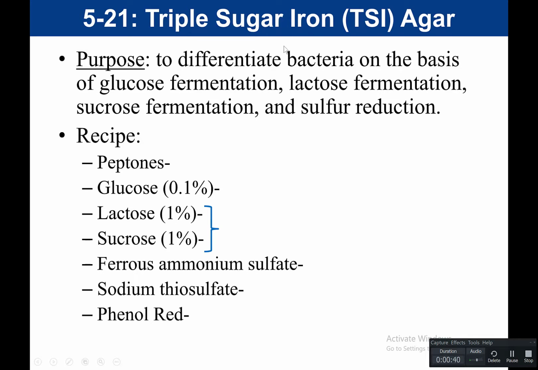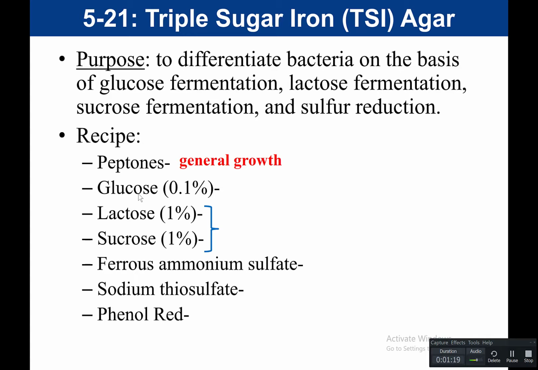If we look at what is in the media, the first ingredient is peptones. Peptones are there to support general growth. Next, we have glucose. Notice that in this case, the glucose is 0.1% compared to lactose or sucrose, which are each 1%. Glucose is a monosaccharide. Lactose and sucrose are disaccharides. Lactose is glucose plus galactose. Sucrose is glucose plus fructose. So both of these are 2 sugars put together, whereas glucose is a single sugar.